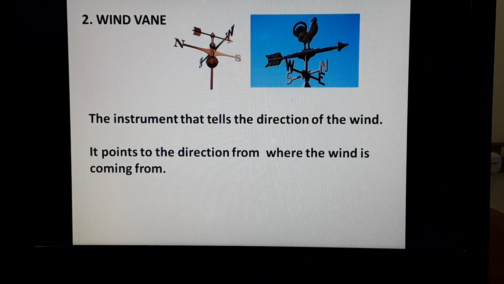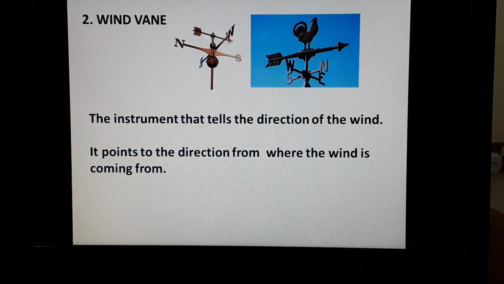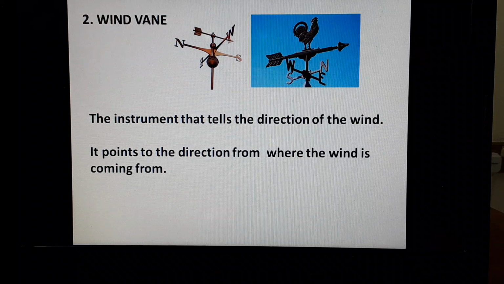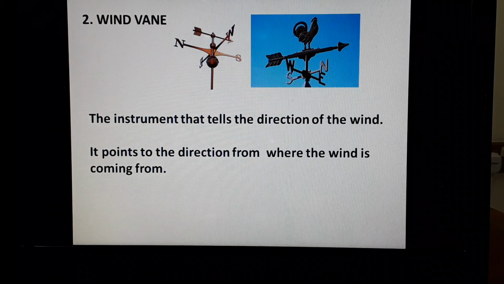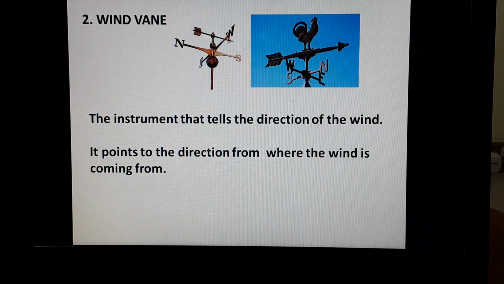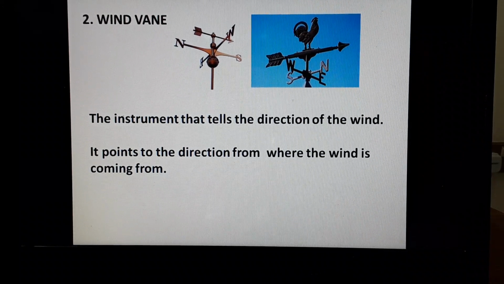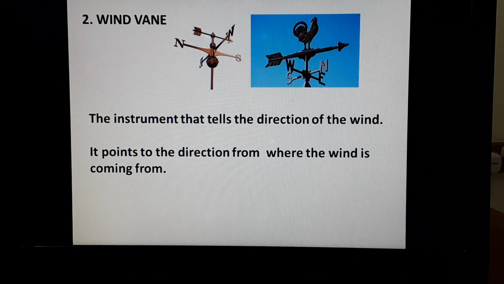The next weather instrument is the wind vane. Look at the picture. You will see the four directions: north, south, east, and west. And there is an arrow on it. The instrument that tells the direction of the wind is the wind vane. It points to the direction from where the wind is coming. So when the wind blows, the arrow will move and point to the direction where the wind is coming from. That is the wind vane.